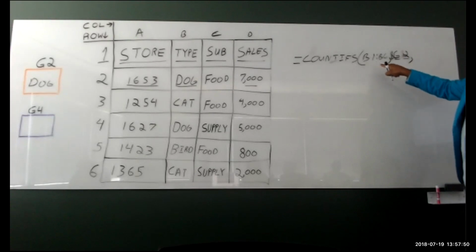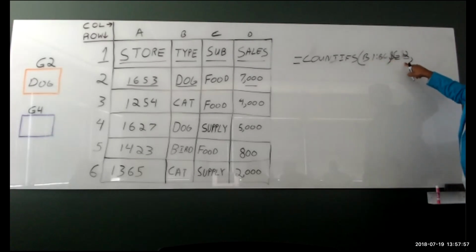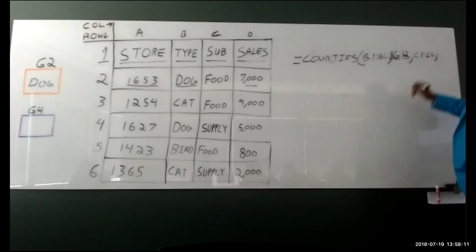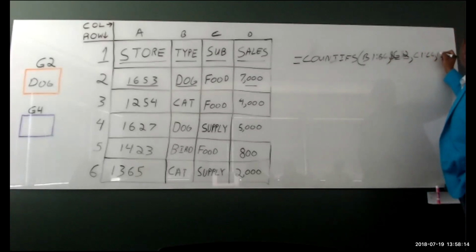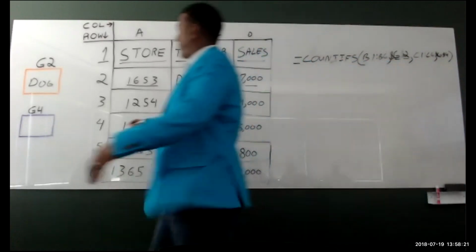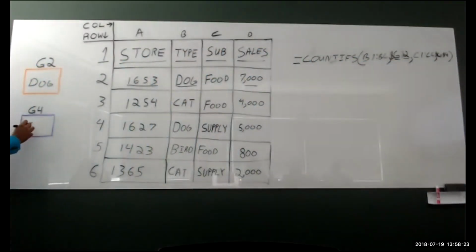Now, the COUNTIFS said, hey, count this criteria, B1 through B6, every time it says dog. Okay. And then I want you to go look at C1 through C6 and give me every time it says food, which is, let's put it in G4. Okay, we'll just type food over here in our reference box.